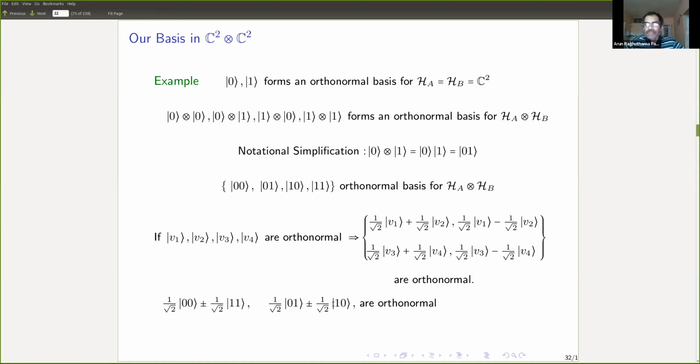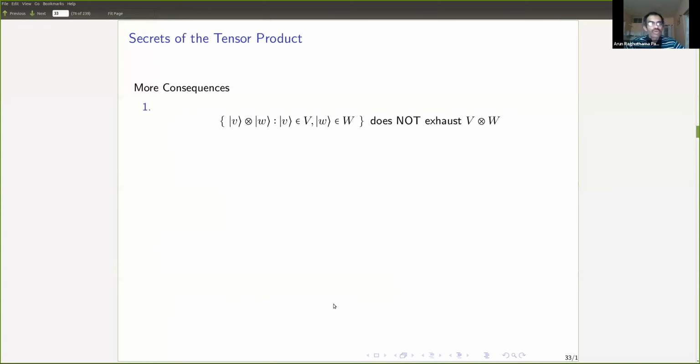Okay, I'm going to tell you about one very important thing now, which is entanglement. Okay, so I'll lead you towards that. Remember, I told you that V tensor W is the space of all linear combinations of little v tensor little w. So take all linear combinations of little v tensor little w.